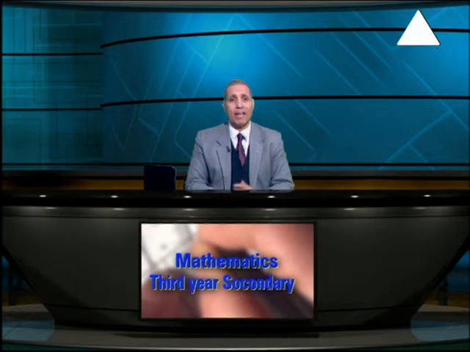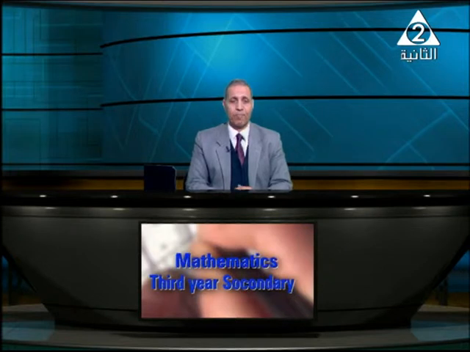Equals sine double angle. What is the rule of sine double angle? Sine 2x equals, from the secondary or last year, 2 sine x cosine x. What is the rule of cosine double angle? Cosine 2x equals what? Yes, student: cosine square of x minus sine power 2 of x.